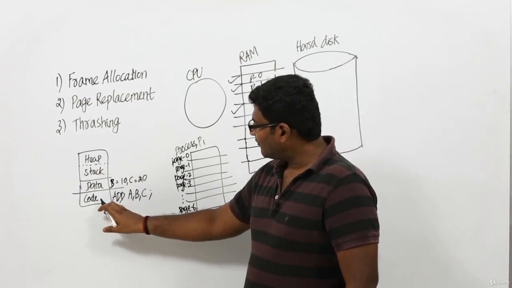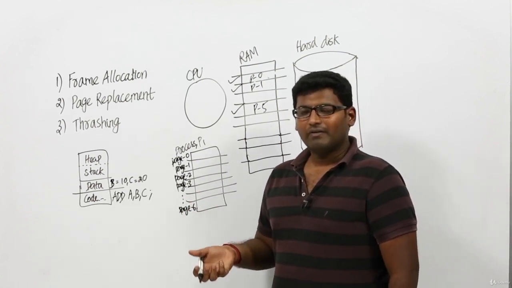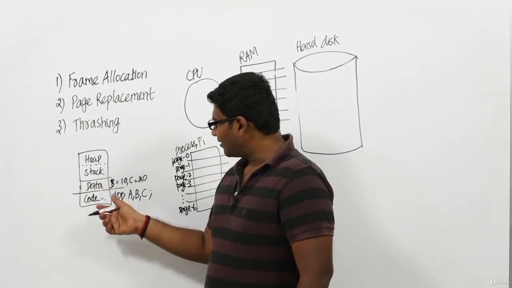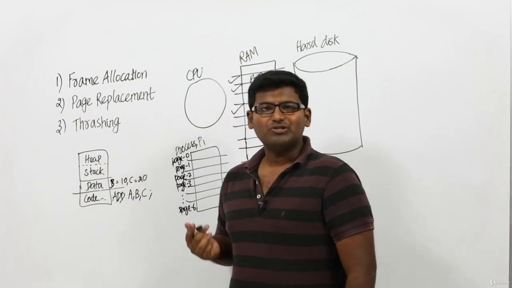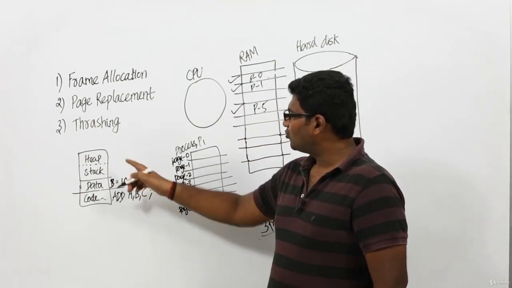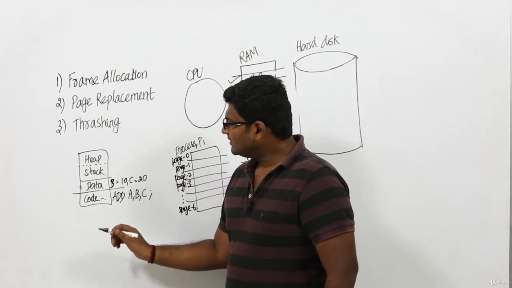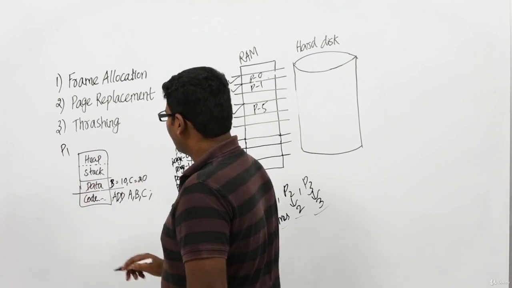This is where our code will be present. Our process will have a code, a program, and that program will be present over here. The data means the variables which we have in our program, and they will be maintained in the data segment. These two are not important right now. Now let us assume this is how our process P1 looks.